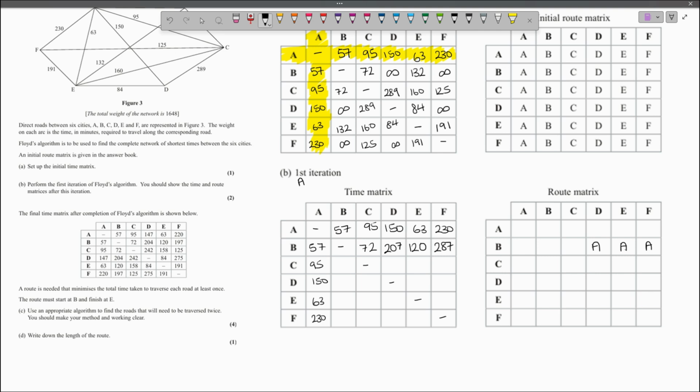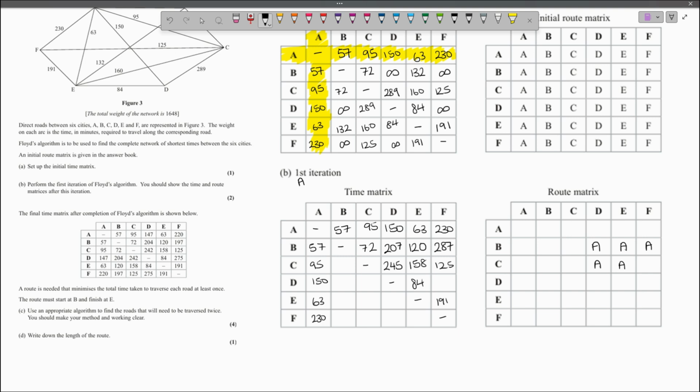So carrying on, 289 is going to become smaller. 150 plus 95 is only 245. So I'm going to add in that A right there. 160 is larger than 95 plus 63. So that's going to be reduced to 158. I'm going to get another A. 125, on the other hand, is definitely smaller than 230. So I know there is not going to be a change there. The same can be said about 84 being smaller than 150 and 191 being smaller than 230.